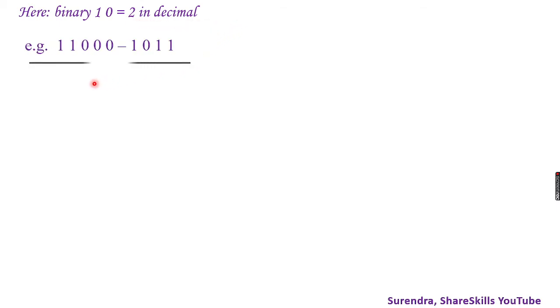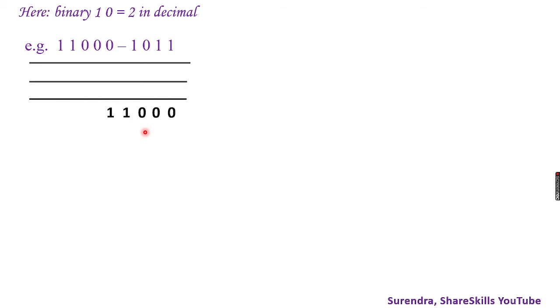You can pause the video, and I'm going to give you one more example. But don't forget that binary number 10 is 2 in decimal. So in this way we can subtract. Leave at least two lines above and write the question like 11000, written in right alignment so that the right sides are equal. Here is 1, and this is 101, and minus.